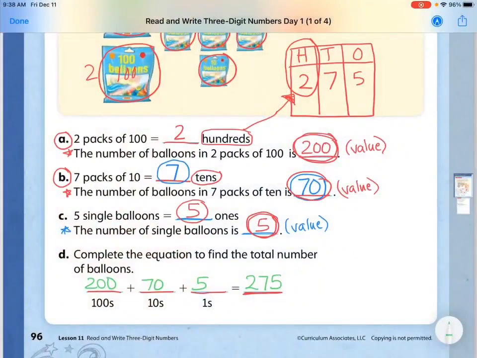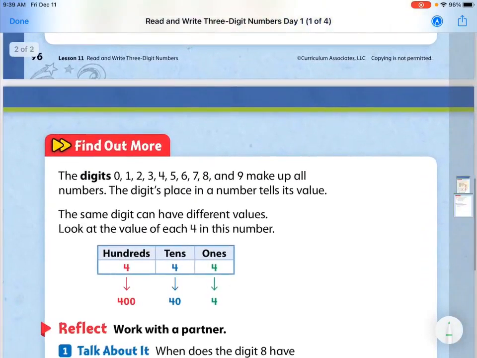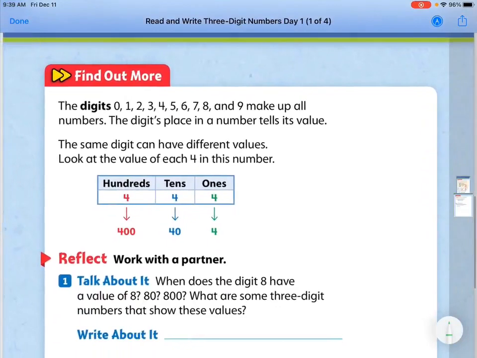All right, I hope you have the correct answer for D. We have 200 plus 70 plus 5, and our 3-digit number is 275. So I hope you got that right, and let's move on to the next page.